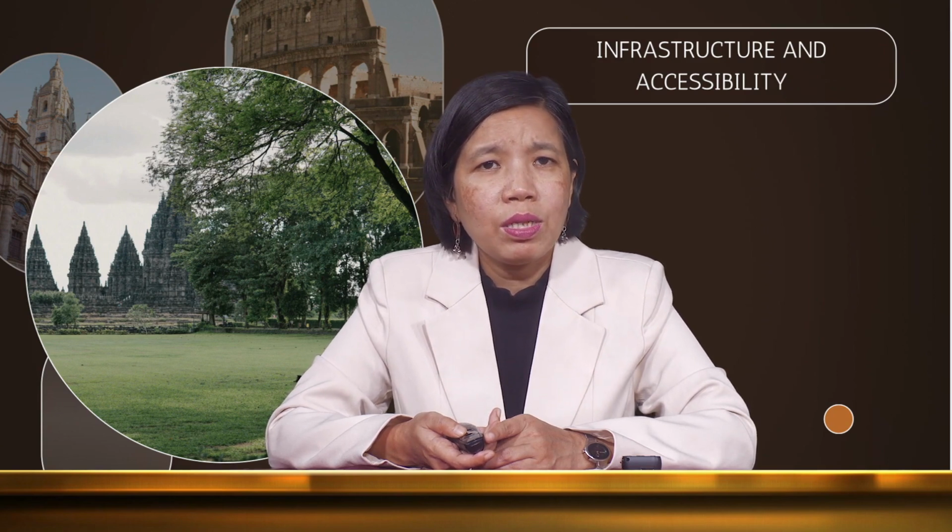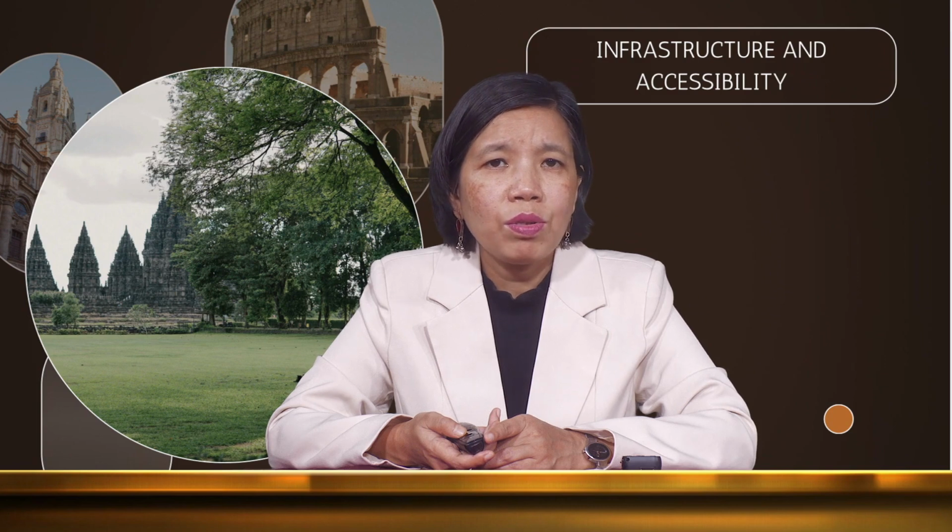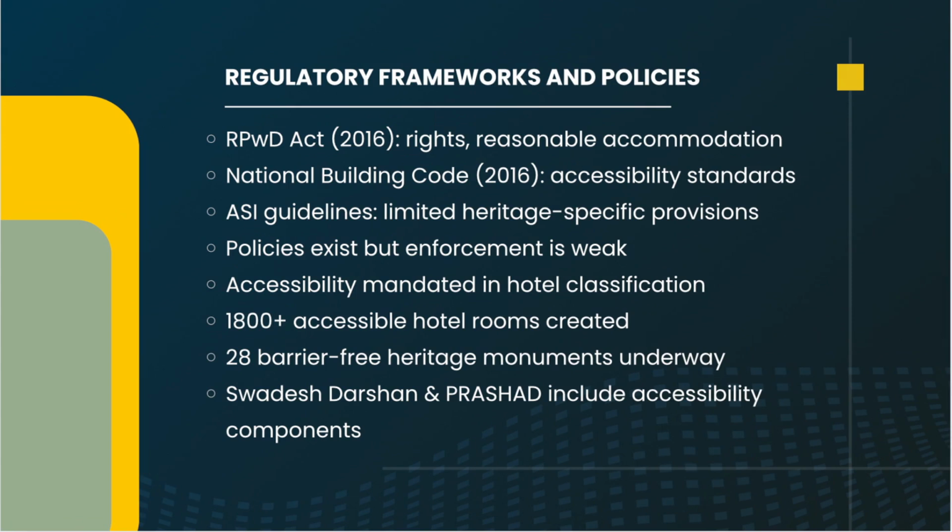Complementing this legislation, the Accessible India campaign of 2015 has accelerated on-ground implementation by mandating accessibility in hotel approvals, developing 1,000 accessible hotel rooms, promoting barrier-free monuments through the Adopt a Heritage project, and integrating accessibility into major tourism schemes such as Swadesh Darshan and PRASHAD.